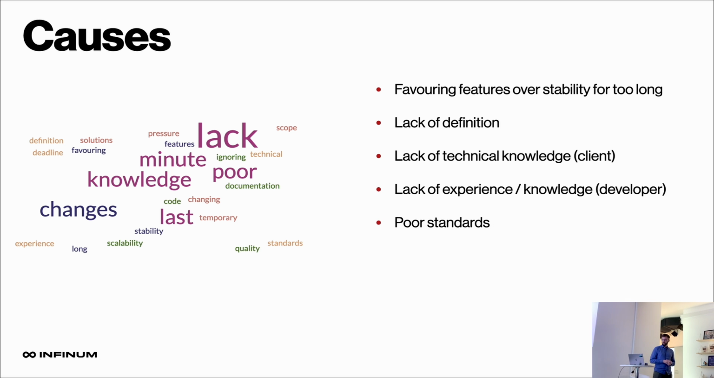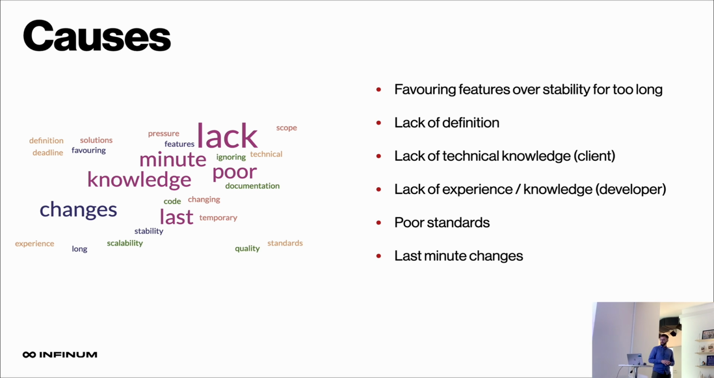Another one is poor standards. Well, easy way to identify that is if you don't have a unified coding style, if you're lacking some automated processes, or you don't have enough documentation, or there's a lot of high coupling inside of your project.